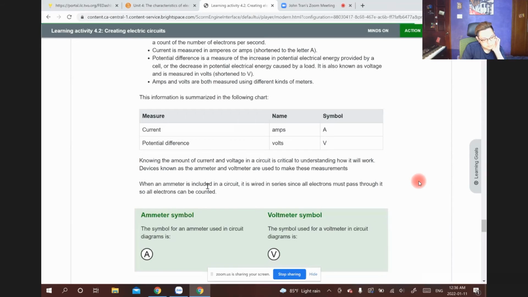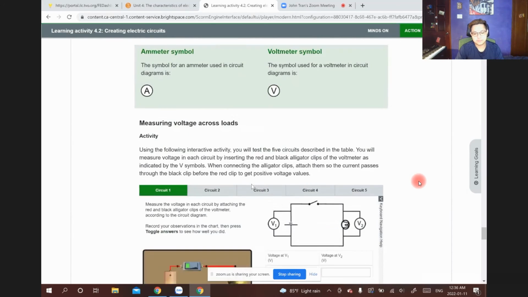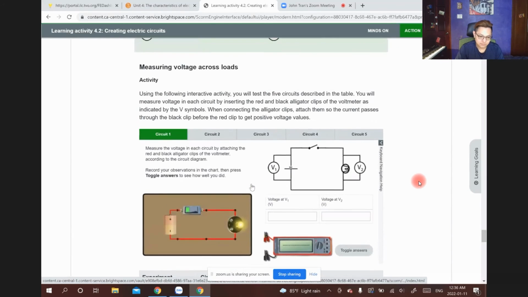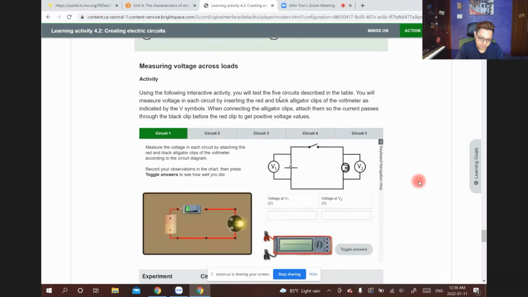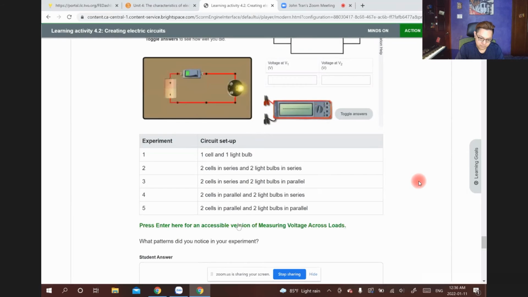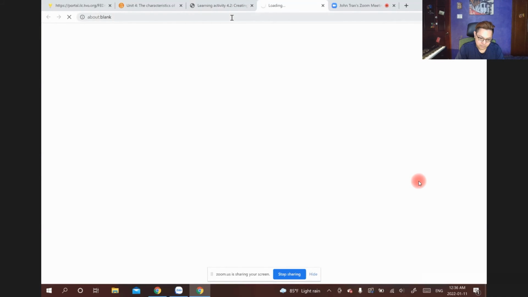When an ammeter is included in the circuit, it is wired in series, so electrons must pass through it and all electrons can be counted. The ammeter symbol is A, the voltmeter symbol is V. Using the following interactive activity, you test 5 circuits and describe them in the table. So this is a different one.